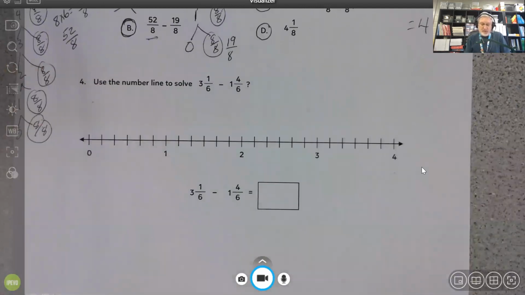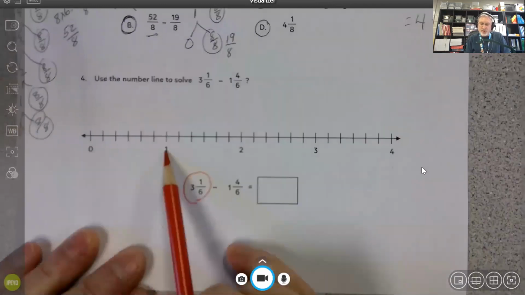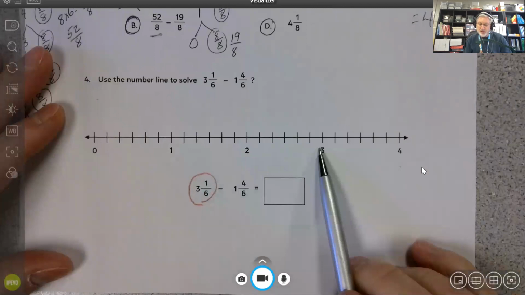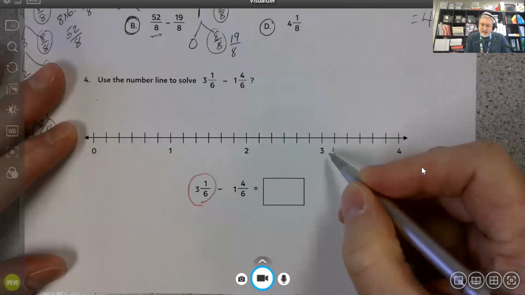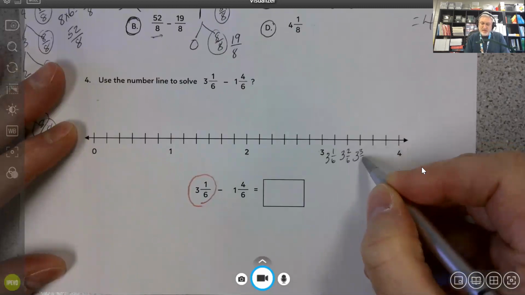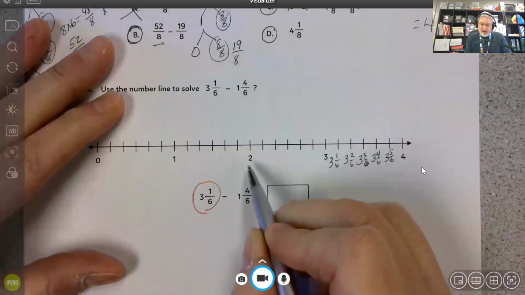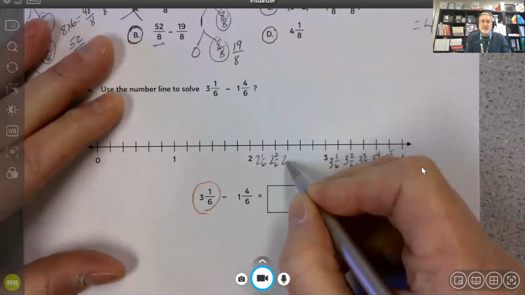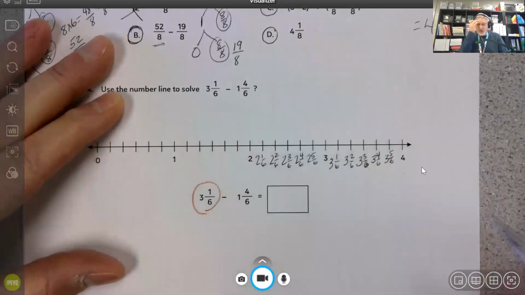So I want to look and see where that is on the number line. So I'm going to go with 3 1/6. So I'm going to go 1, 2, 3. Well, I'm assuming, oops, shouldn't assume. Let me count how many dashes. 1, 2, 3, 4, 5, 6. So again, I can label this 3 2/6, 3 3/6, 3 4/6, 3 5/6. And here I'm going to do 2 1/6, 2 2/6, 2 3/6, 2 4/6, 2 5/6. All I'm doing is just going up by a sixth.